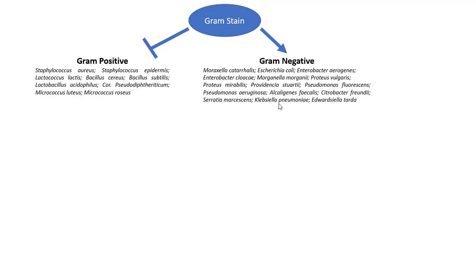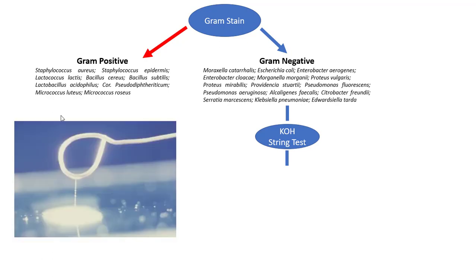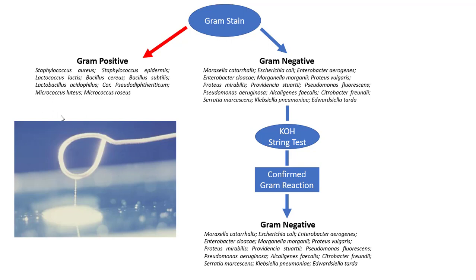For the purpose of this tutorial, we'll continue to use the blue and red arrows. Blue indicating that this was the result obtained and these bacteria are viable options, red indicating that these bacteria are no longer considered. Let's say that you then decided to confirm your gram reaction using the KOH string test. When you added KOH to your bacteria, the bacteria became sticky, once again confirming that your bacteria is gram-negative.